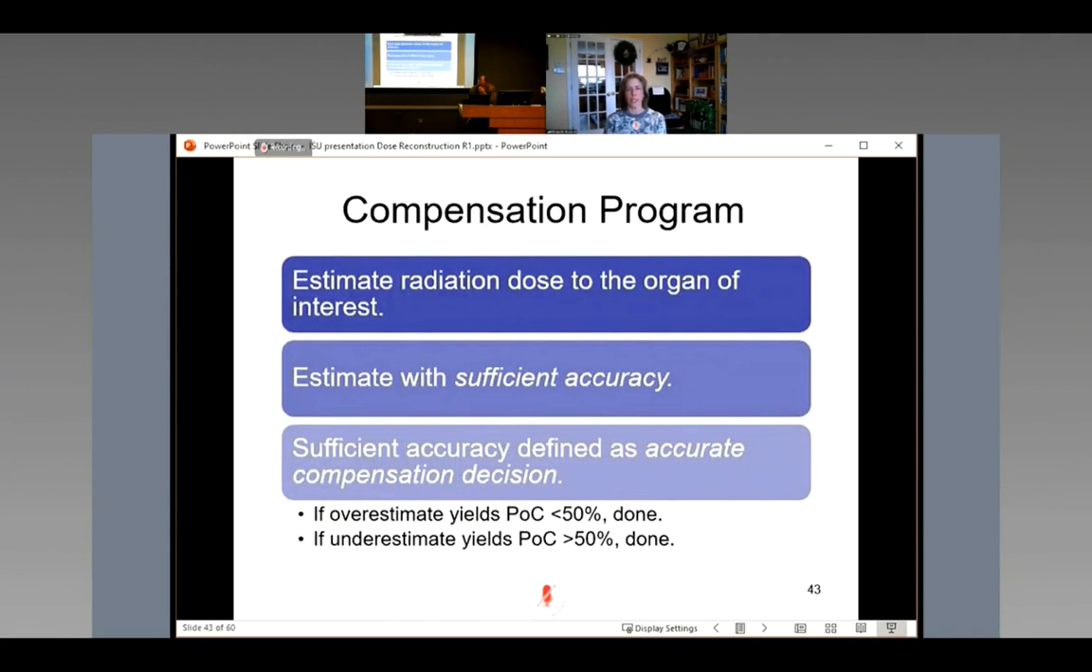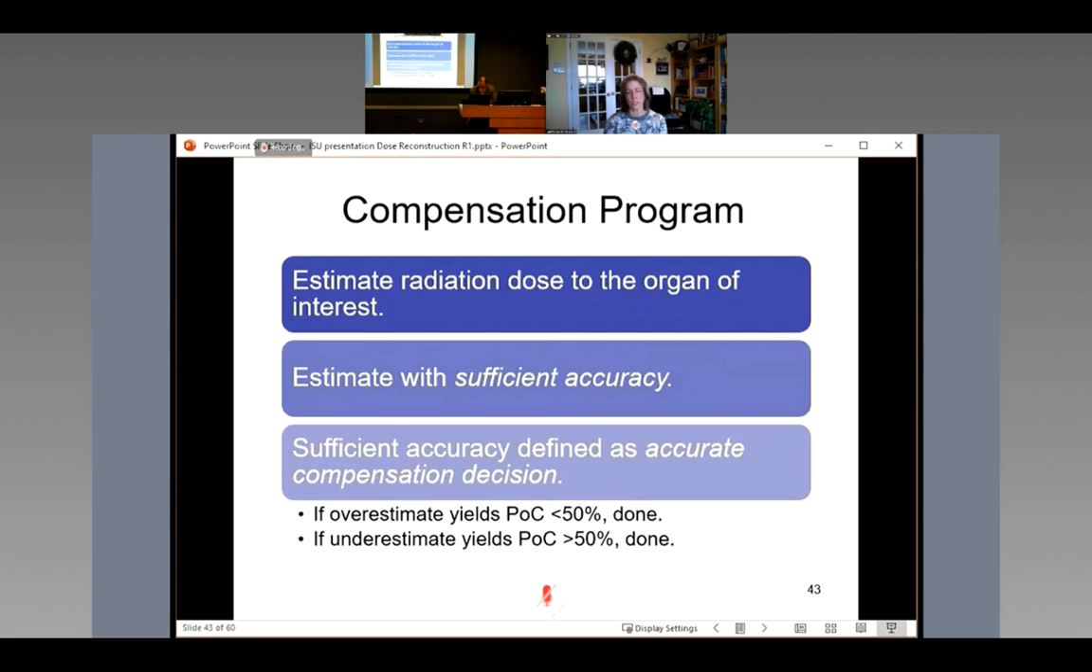So stepping back, the purpose of the compensation program is to estimate radiation dose to the organ of interest with sufficient accuracy to make a compensation decision, not to be the most accurate dose assessment. So if you can do an overestimate and the probability is still less than 50%, then there's no reason to refine it any further, because any further refinement would be reducing the dose, and so the probability would go down.